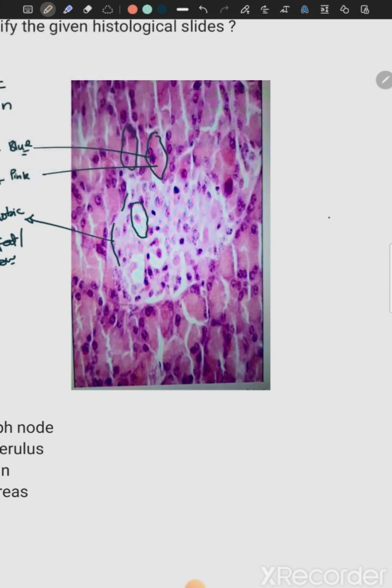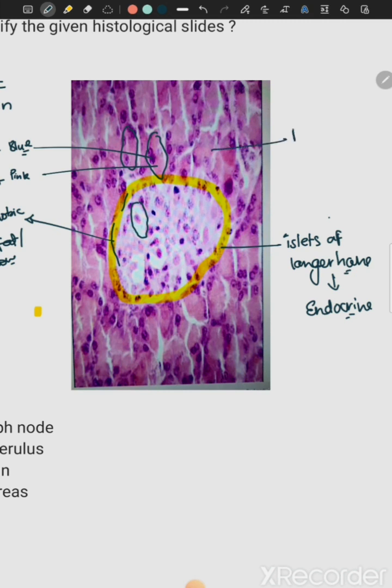So this part, this zone, is very famous in the pancreas, which is also known as islets of Langerhans. It makes the endocrine part. The surrounding ones are the secretory cells, which are basically the exocrine part of the pancreas. So here it is the acini of the pancreas, you can say.